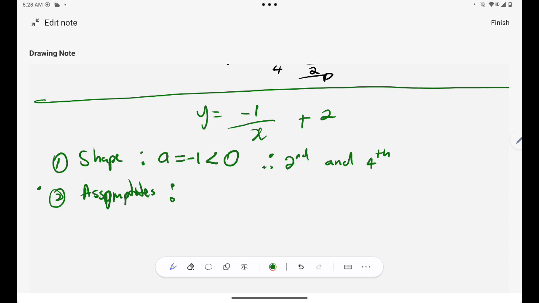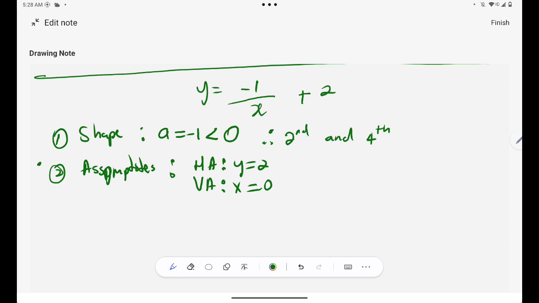I know that y will be equal to 2. Okay, let me just write it like this. For my horizontal asymptote, y is equal to 2, and my vertical asymptote, x is equal to 0. Hence, we will not have the y-intercept in this graph.